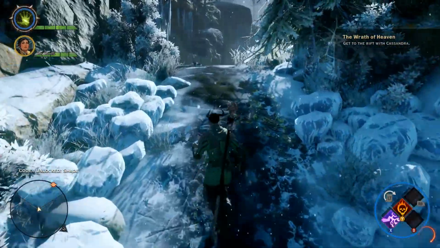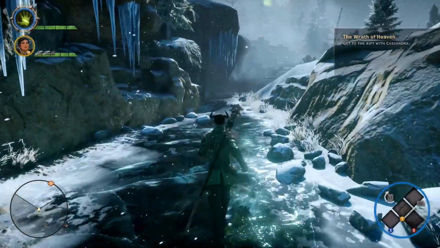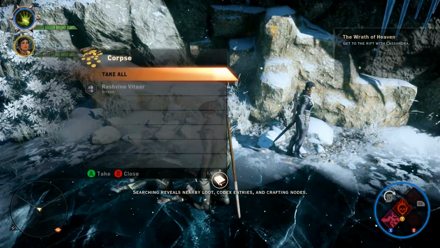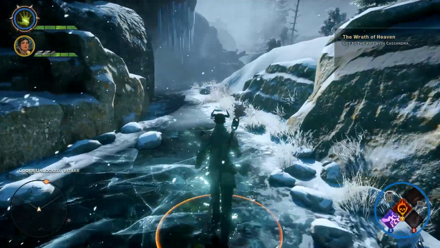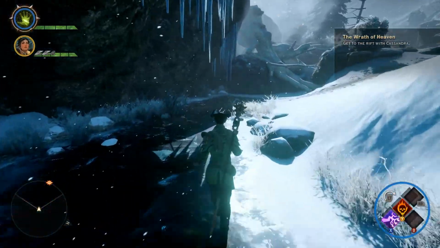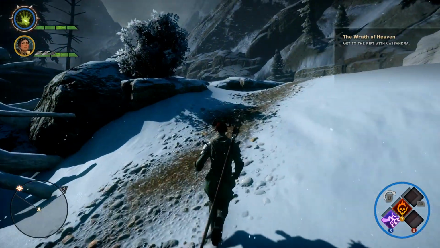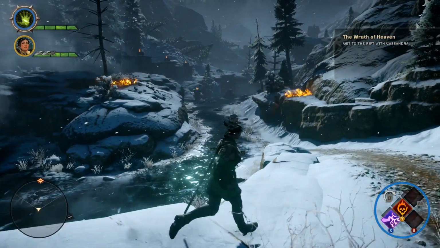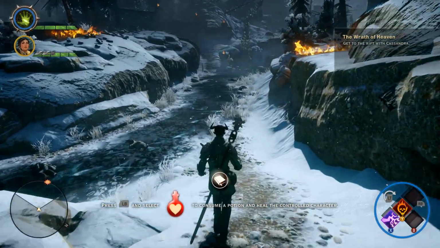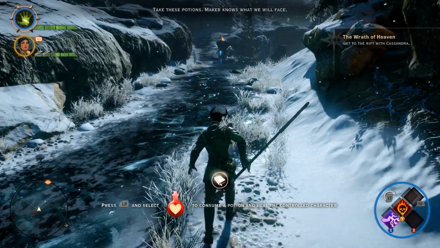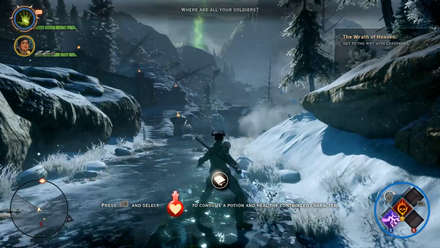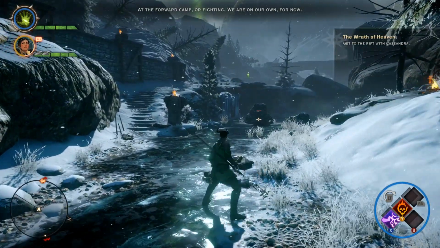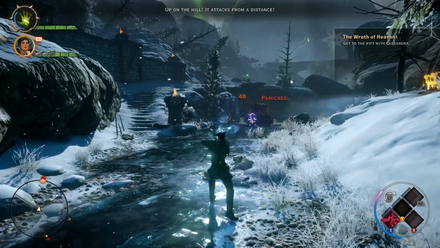Alright, so let's proceed on. What's this? So I've got more demons dropping in. Take these potions. Maker knows what we will face. Where are all your soldiers? Okay, so there's my potions. Forward camp or fighting. We are on our own for now. Got a target. Up on the hill. It attacks from a distance.